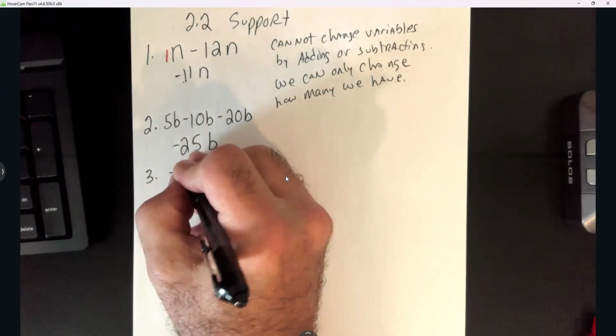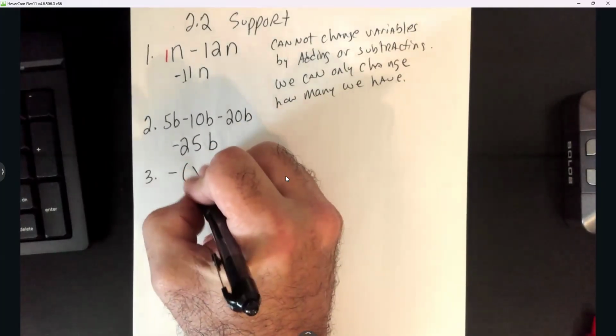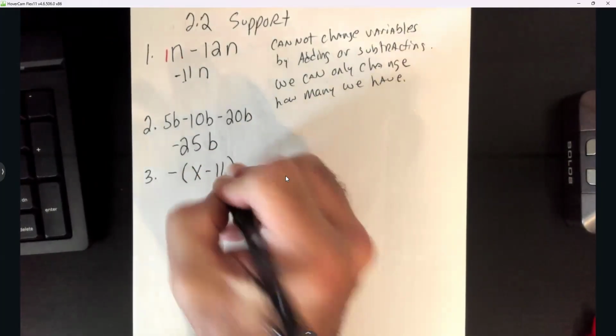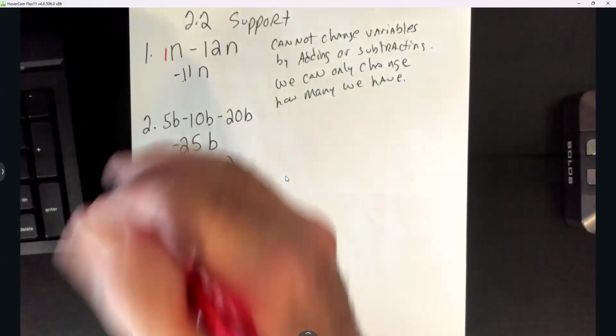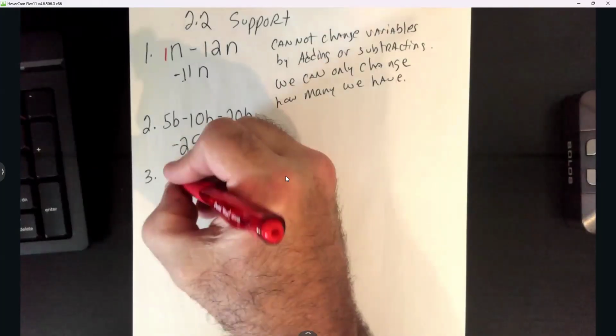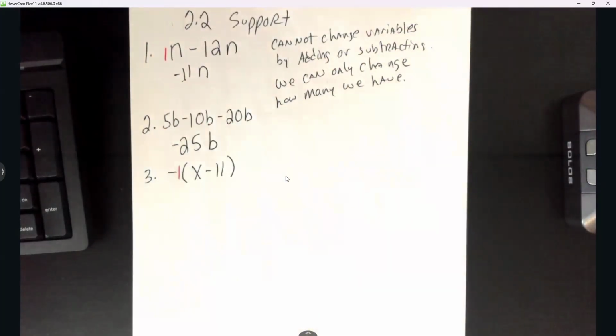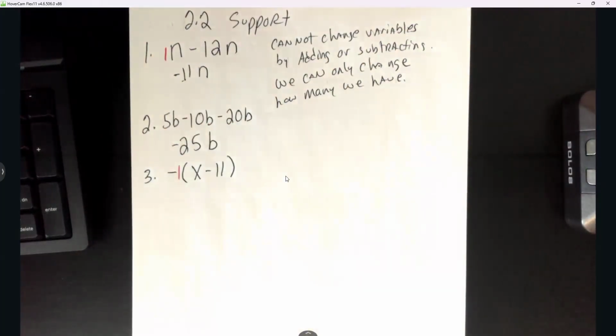So let me look at this. Let me show you this. A negative and then x minus 11. When you've got a negative in front of parentheses, we treat that, guess what? Like a negative 1.